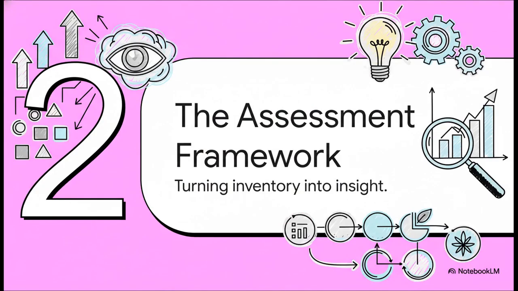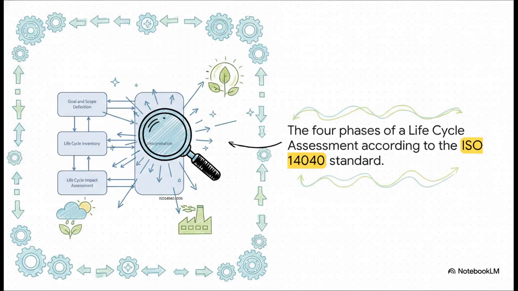So to make that leap from just a list of numbers to genuine, actionable insight, we need a specific, really powerful framework. And that framework is called Life Cycle Impact Assessment. The whole LCA process is actually standardized by ISO 14040. It's broken down into 4 key phases. And the one we're zeroing in on, the one where all the translation happens, is this critical third phase, the Life Cycle Impact Assessment, or LCIA. This is where the magic happens.